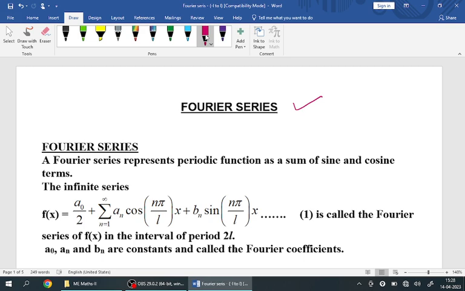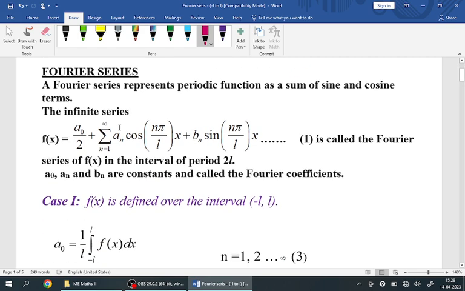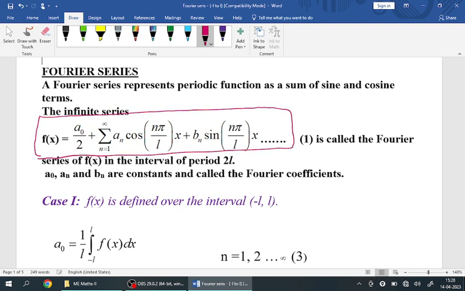The first thing that you should remember: the Fourier series for the periodic function f(x) is given by this formula. f of x is equal to a0 by 2 plus summation of an cos n pi x upon L plus bn sin n pi x upon L. This is the Fourier series for the interval minus L to L.